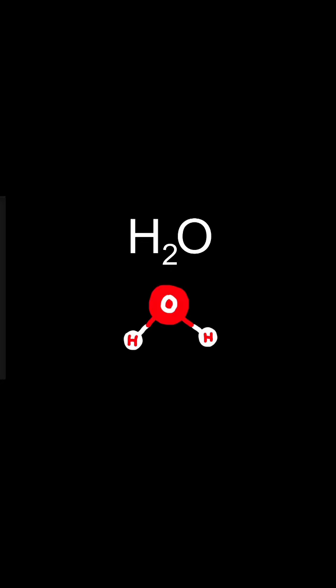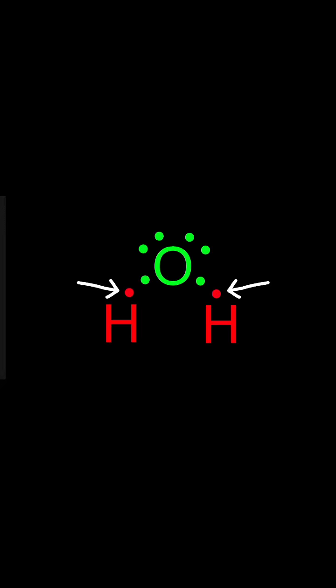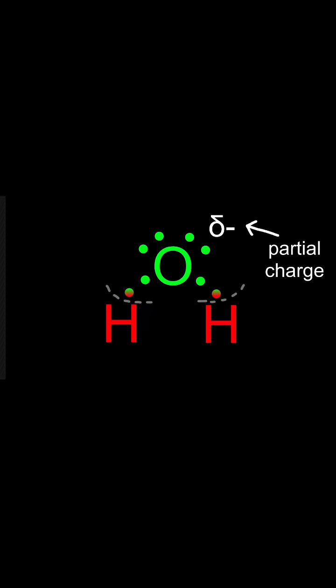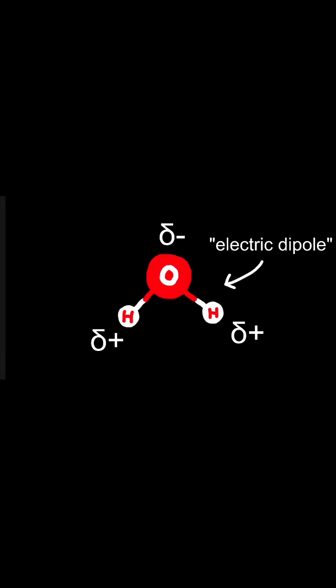An example is water. Oxygen has a very high electronegativity compared to hydrogen. As a result, it pulls the electrons of hydrogen so hard that they kind of belong to oxygen, giving it a partial negative charge, and leaving hydrogen with a partial positive charge. The presence of two poles with opposite charge is called an electric dipole.